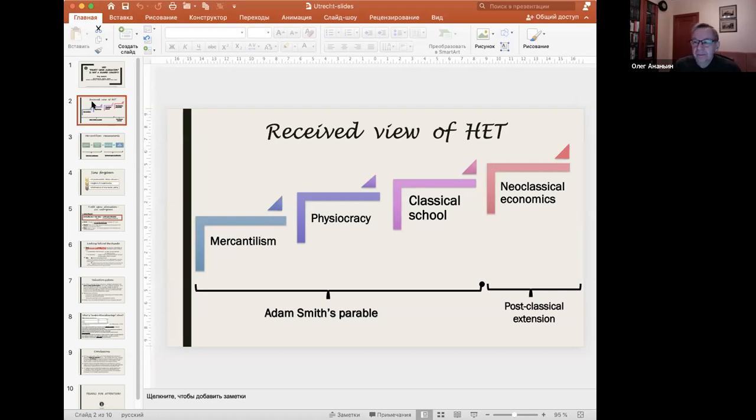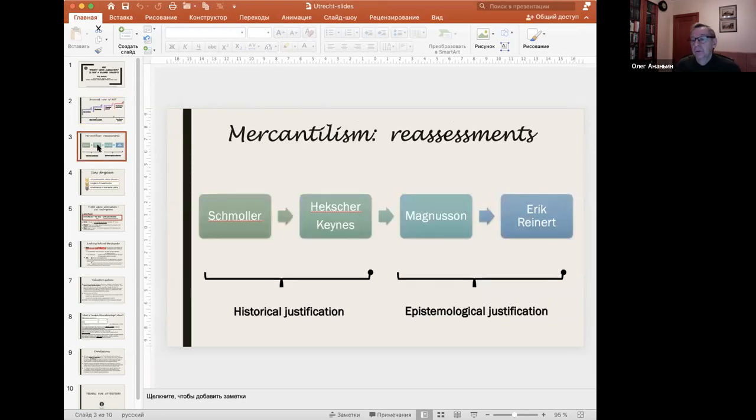Of course, later after the marginal revolution, there appeared one more element in this general history, but still we have something more or less scientific starting from the classical school, and something pre-scientific or half scientific in case of physiocracy, and pre-scientific in case of mercantilism. So this is the kind of Adam Smith parable which is dominating until now. And then we had a lot of historians of thought, and not only historians of thought, who were trying to refute such a scheme.